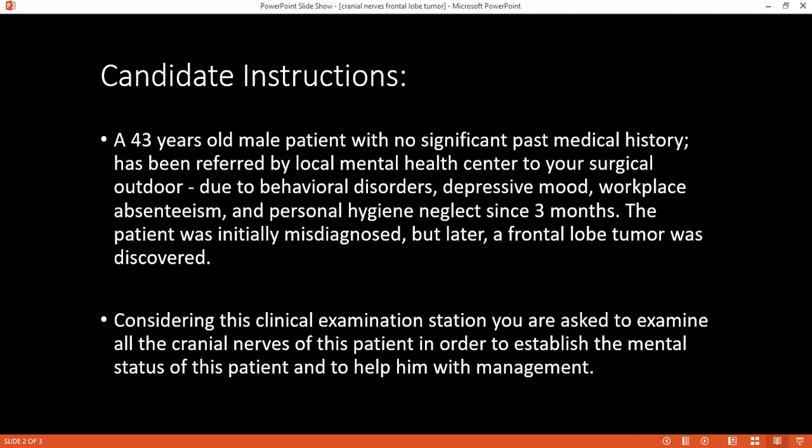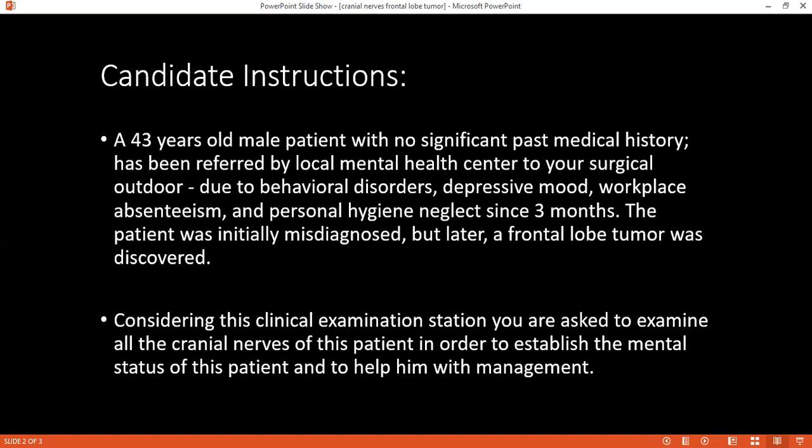With this condition, what investigations would you ask for? I will ask for a CT with contrast and MRI with contrast to see where exactly the tumor is. I will ask for an X-ray to see if there is any calcification in the skull. I will take a biopsy, and do some blood tests.